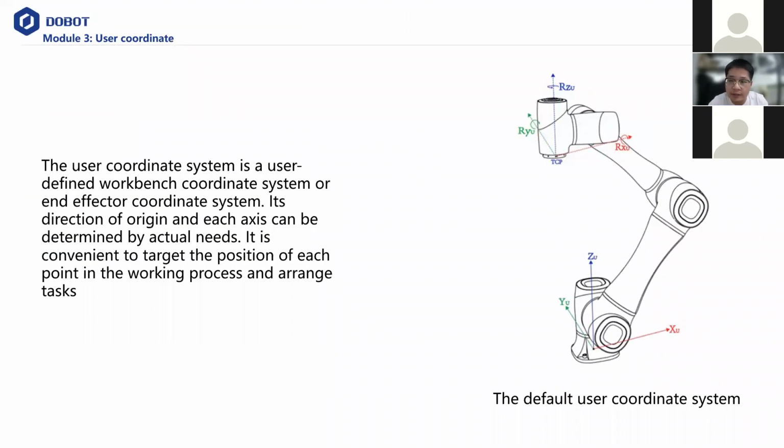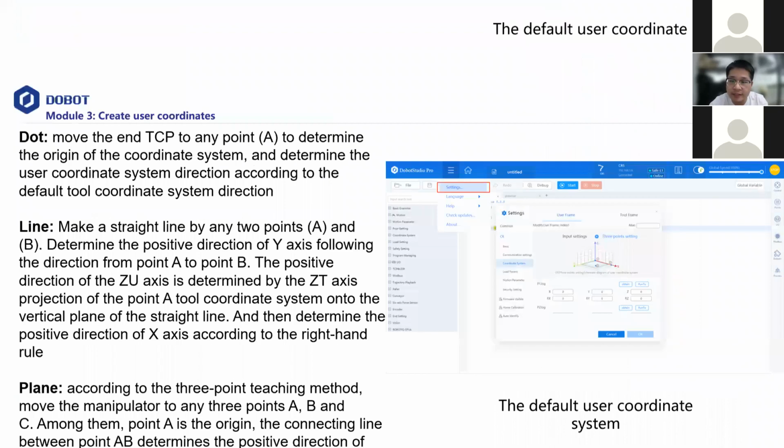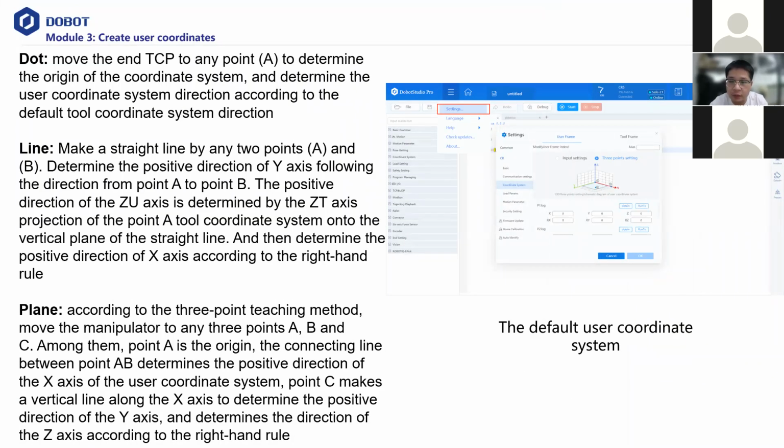The user coordinate system is a user-defined workbench coordinate system or end-effector coordinate system. Its origin and the direction of each axis can be determined by actual needs, and it is convenient to target the position of each point in a working process and arrange tasks by using the user coordinate system. There are three ways to establish a user coordinate system, which are dot, line, and plane.